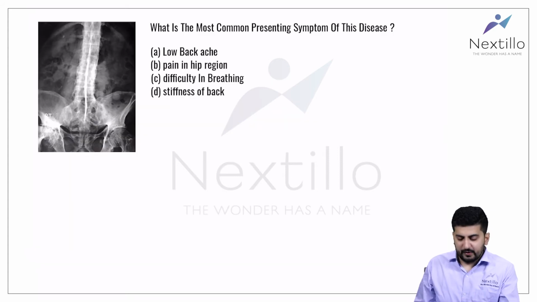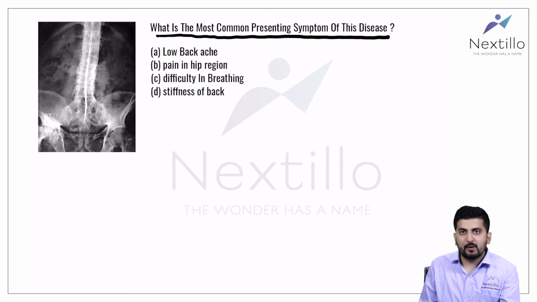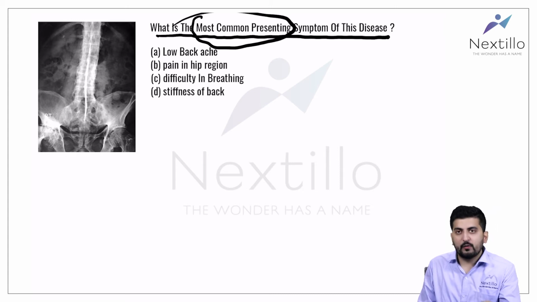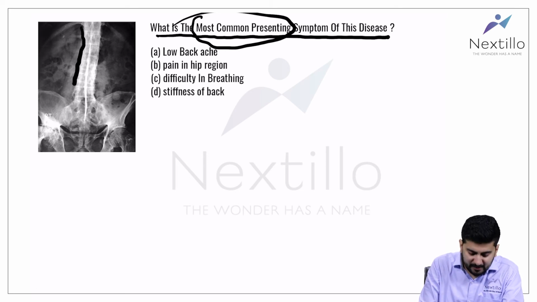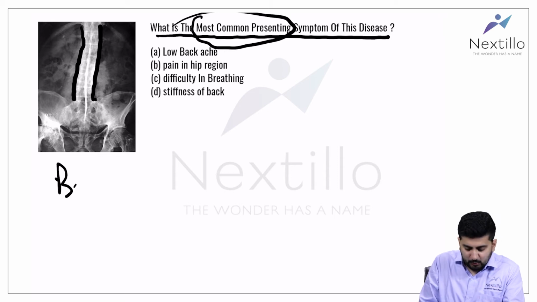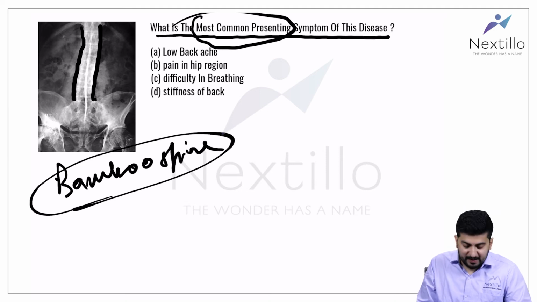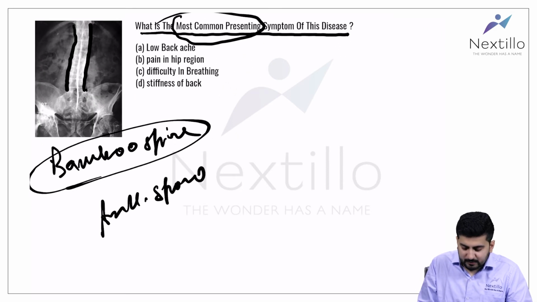So the next question, we actually have a combination of two questions here, because in this image, the examiner asks you what is the most common presenting symptom of this disease. Now, for identifying the most common presenting symptom, you have to first identify what disease this is. Now, if you can see here, this is basically a fused spine, which is like a bamboo stick, and this is known as a bamboo spine. Now, a bamboo spine is characteristic of what is known as the ankylosing spondylosis or ankylosing spondylitis.